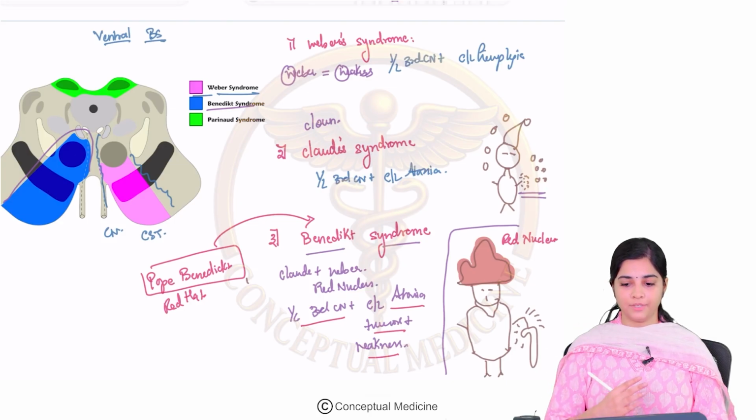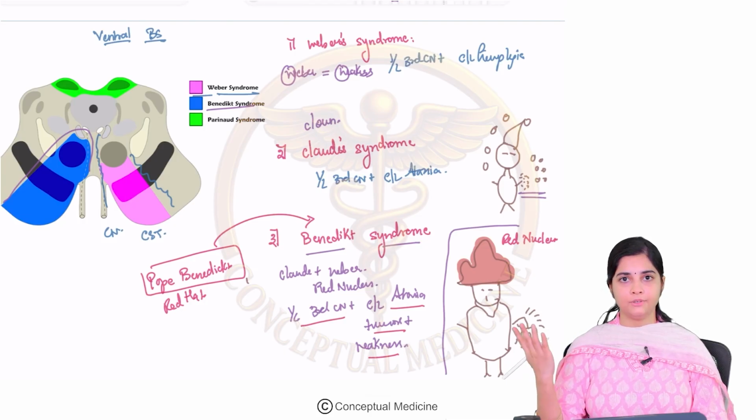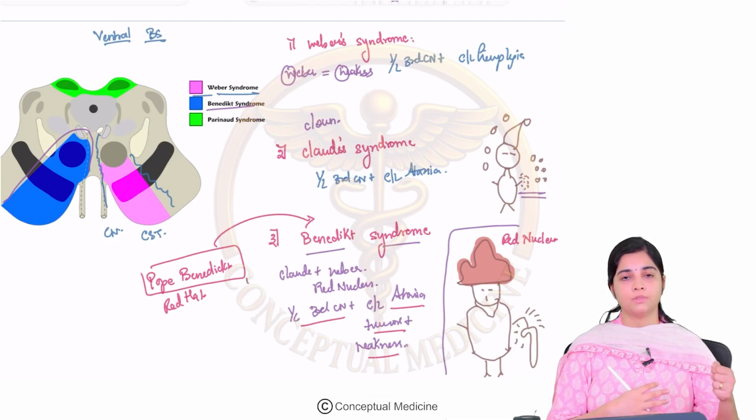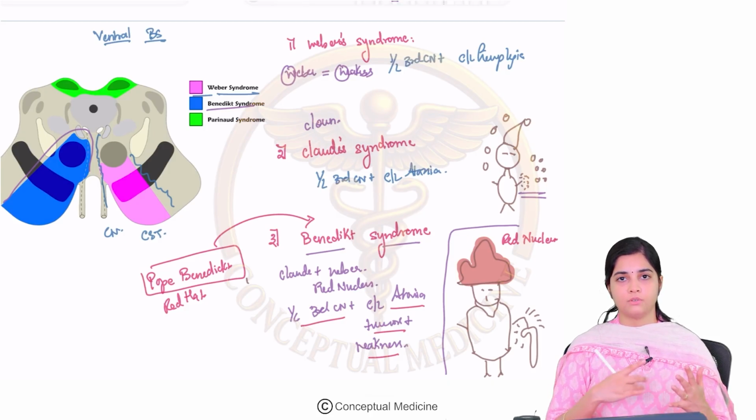Clown for Claude. Then Benedict syndrome, remember Pope Benedict with a red hat, red nucleus involvement, and he is having tremulousness, a difficulty in walking. He is using a walking stick because of weakness. So you have ipsilateral third cranial nerve palsy, contralateral ataxia, and weakness, which is your Benedict syndrome. Fine, clear. So this is about your ventral brainstem syndromes.